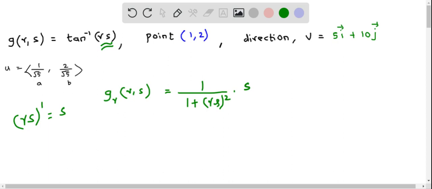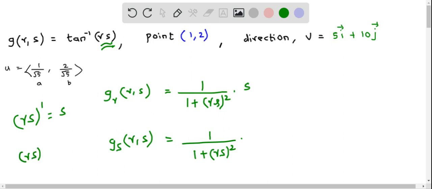Now let's find the partial derivative of g with respect to s. So g sub s equals the derivative of the tan inverse function, which is 1 over 1 plus the term in the tan inverse function, rs quantity squared. Once again, we find the derivative of rs, this time with respect to s. We treat r as constant, and the derivative of s is 1, so we just multiply this quantity by r.